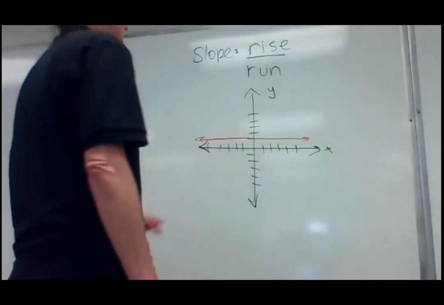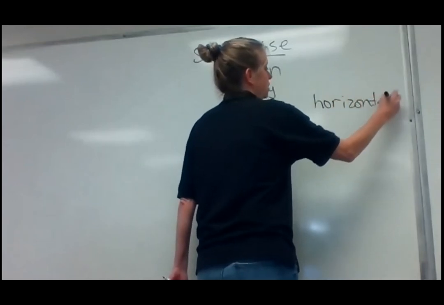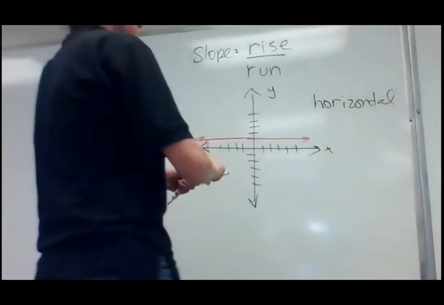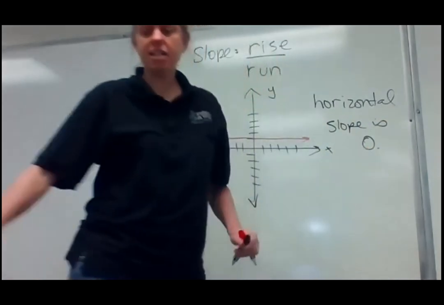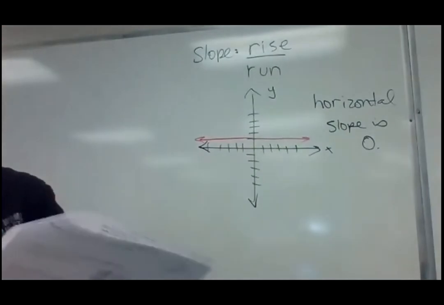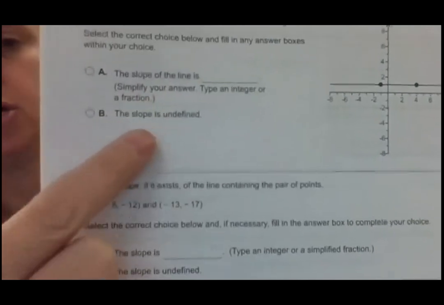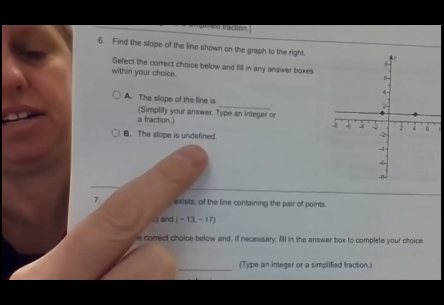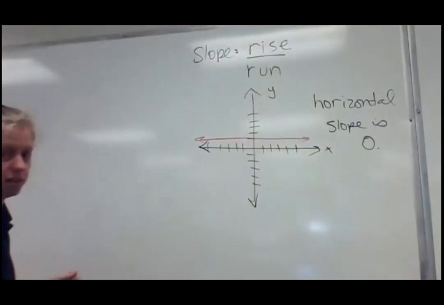It's one of those kind of lines, which is horizontal. So since it is a horizontal line, all horizontal lines have the same slope. Their slope is 0. So when you type that answer in, it's a multiple choice here. You have choice A or choice B. The slope of the line is blank, or the slope of the line is undefined. 0 does not mean undefined. You just type in the number 0 right there in that blank. Undefined, this one would be undefined.